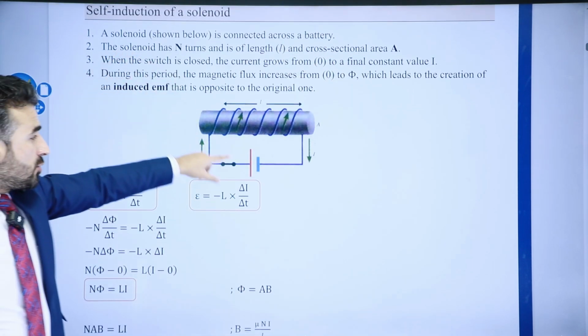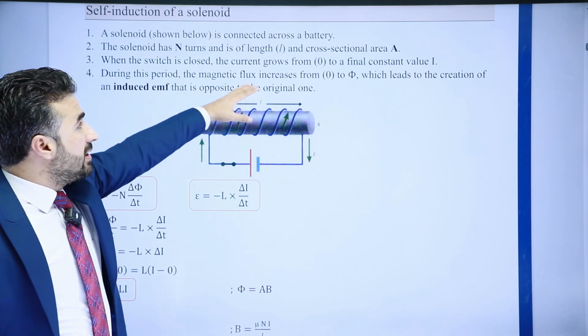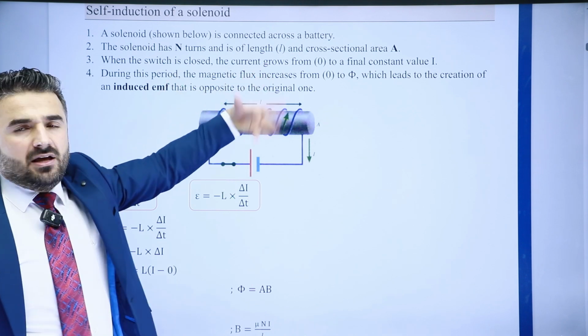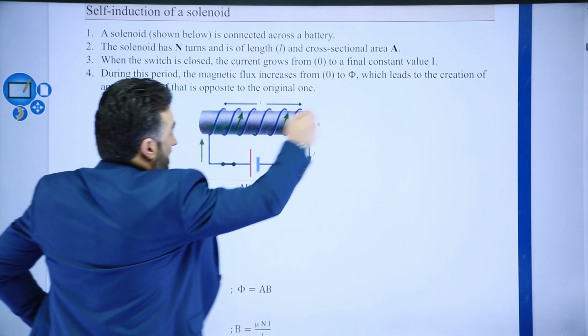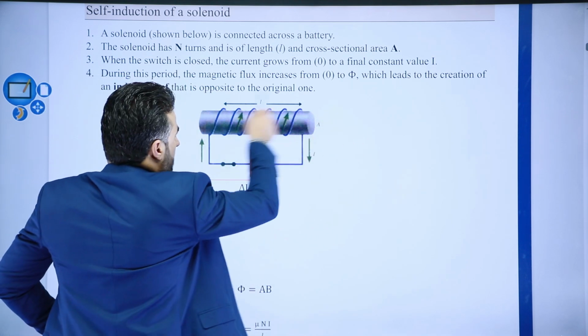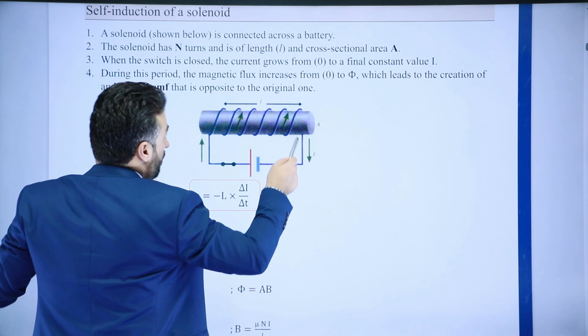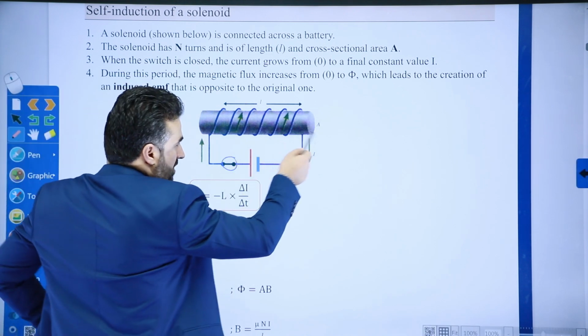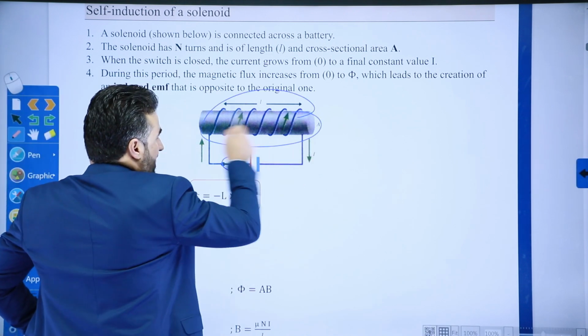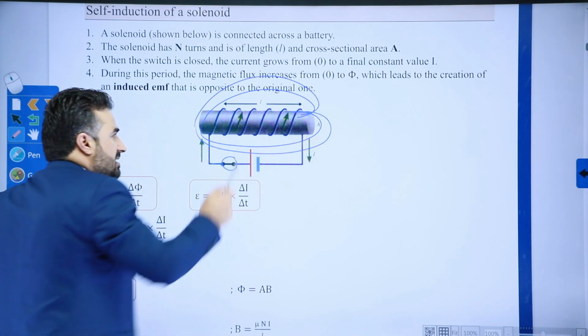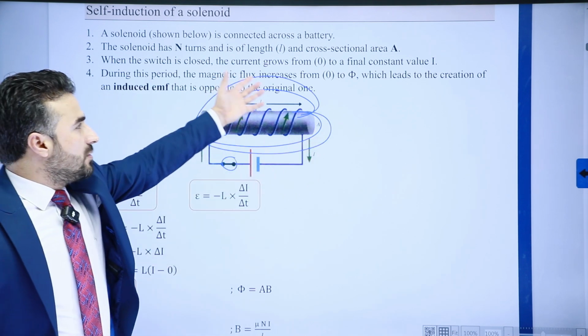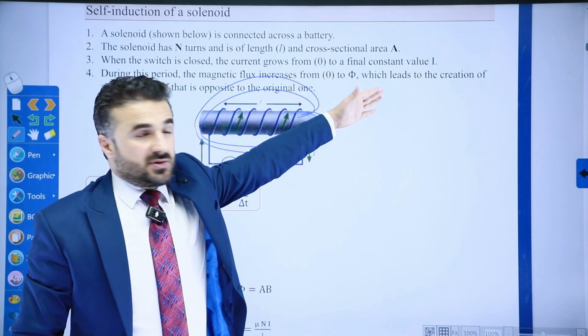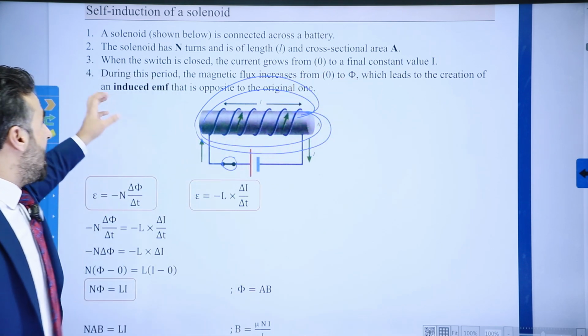When the switch is closed, remember this, the current grows from 0 to a certain value here. So when this happens, of course, there will be a magnetic flux as well, yeah? When we close the switch, the current is going to increase. If that is the case, the magnetic field is also going to arise from this increase in current. So we can say this magnetic flux increases from 0 to a certain value, which leads to a creation.